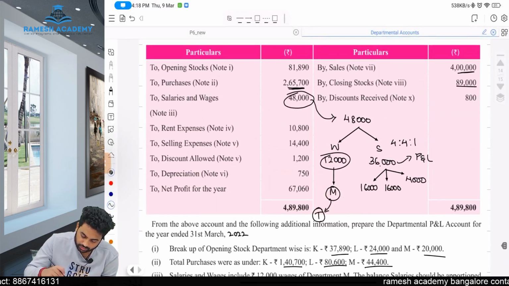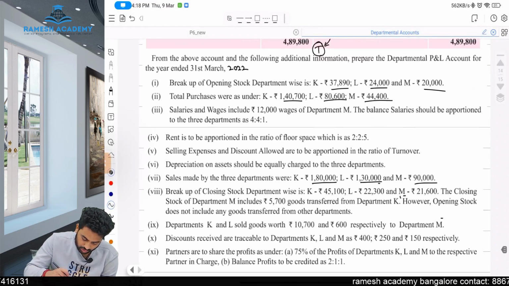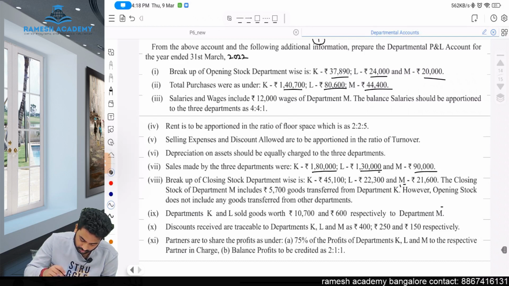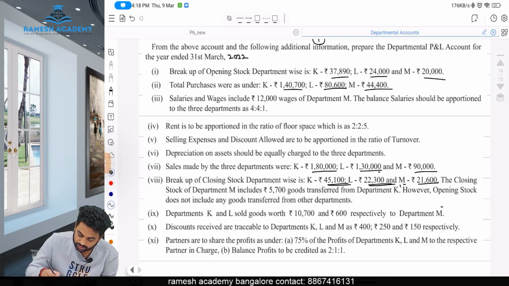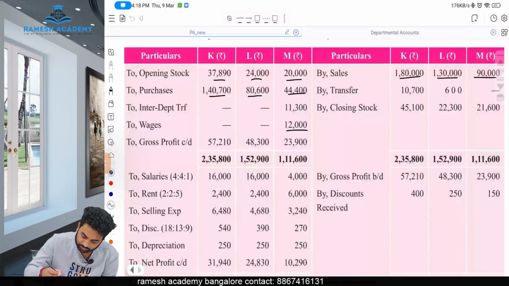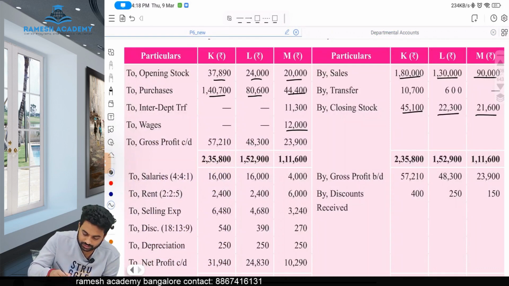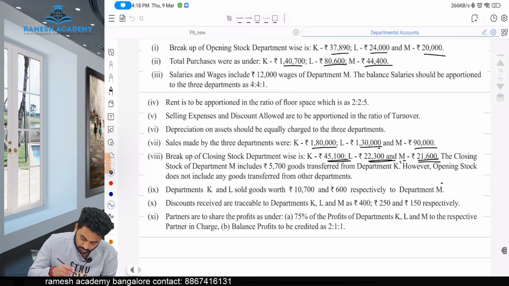Closing stock they have given 89,000. They have given the split here: 45,100, 22,300, 21,600. Done. The closing stock of Department M includes 5,700 goods transferred from Department K.